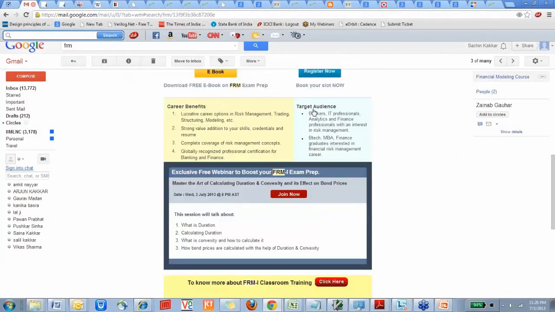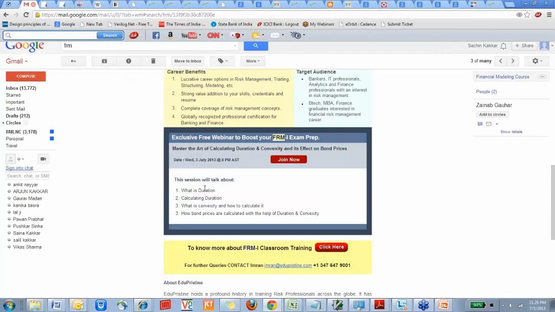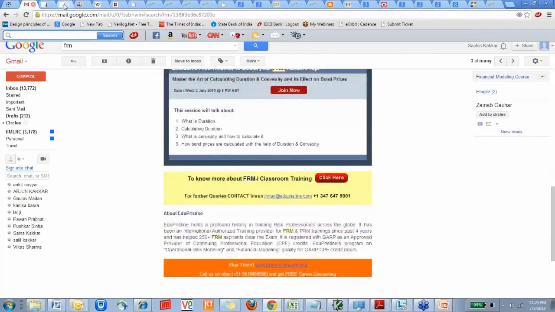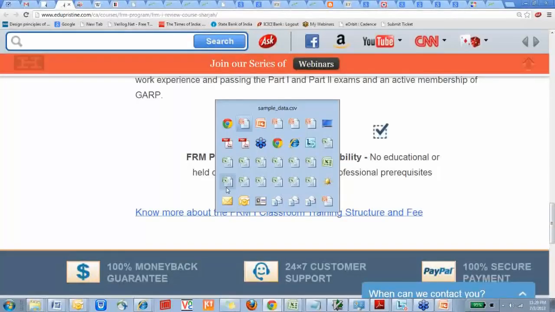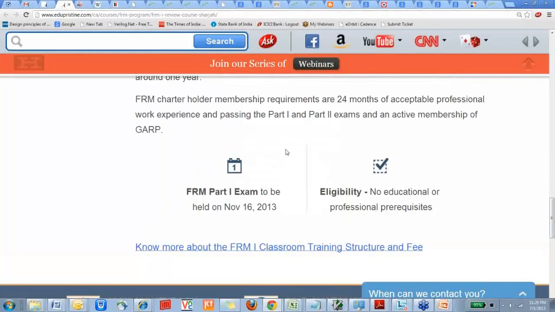Okay, so with that we close today's session. It talks about what is duration, how Macaulay duration is used to compute the change in prices, and finally the impact of convexity was considered to compute the accurate value of prices when the change in the yield is quite large. So that was our last topic, to actually consider both duration and convexity, right, to get the accurate value of prices.